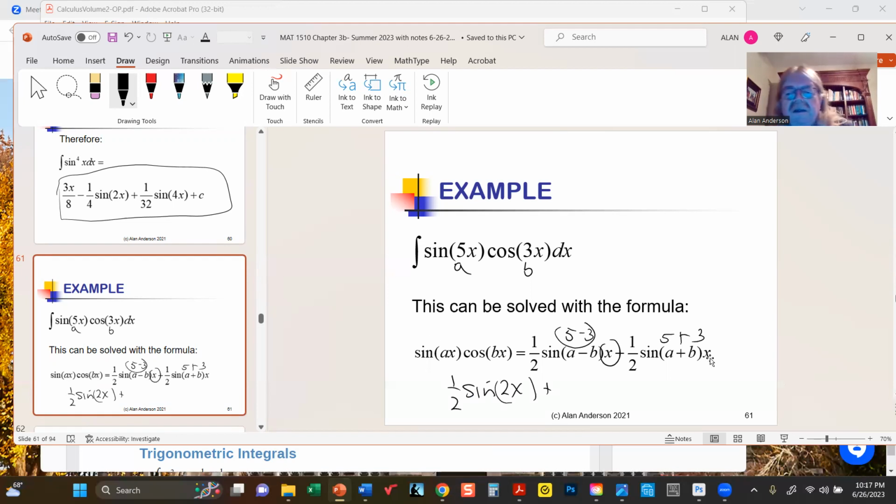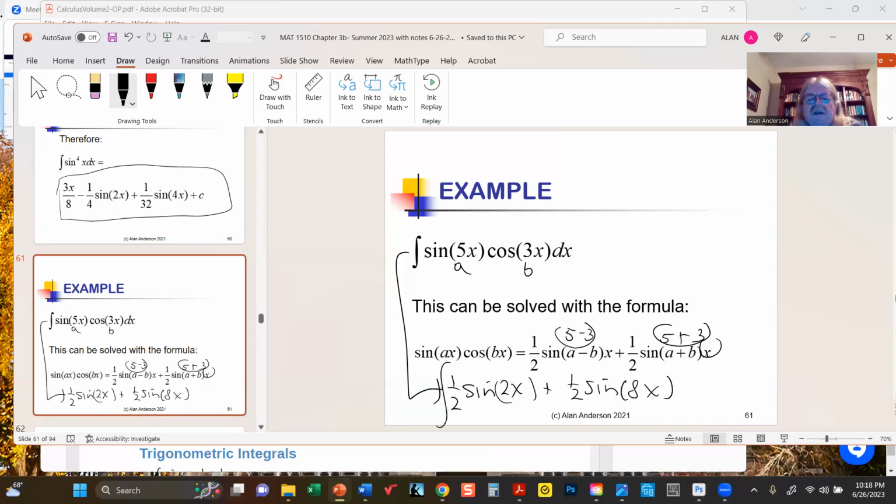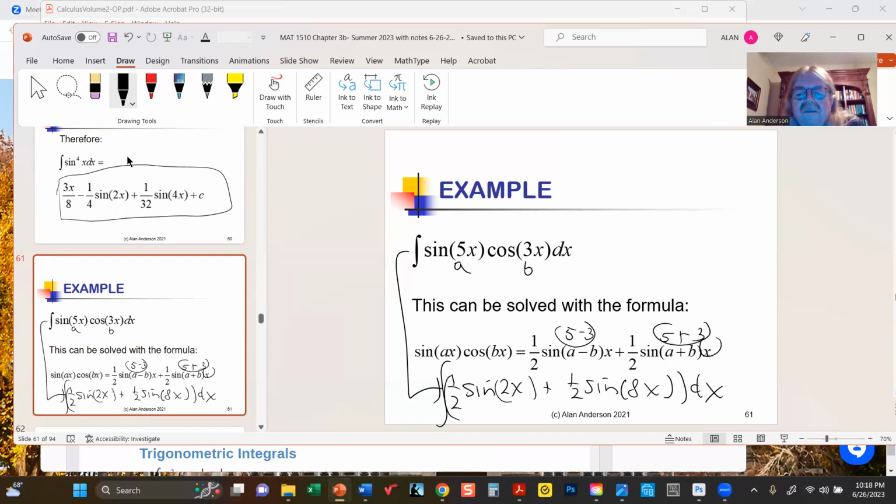Oops, I can't read that because I covered it up. Yeah, it is plus. All right. Plus 1/2 sine 8x. Okay, in other words, this and this are the same. All we need to do is integrate. And now we don't have to worry about the product. We have two relatively straightforward integrals that we can use and then combine them.